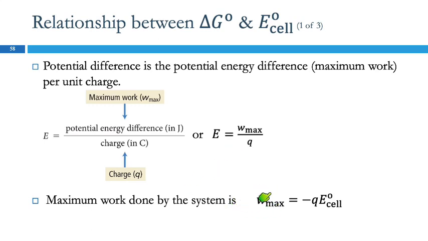So we could say that the maximum work that can be done by the system is negative Q E cell. This negative comes about because the convention being used is that when work is done by a system on the surroundings, that's negative. So this negative just tells us the direction of the work, who's doing the work. The system's doing the work, so this is negative. And this just comes from rearranging this equation. Any questions?